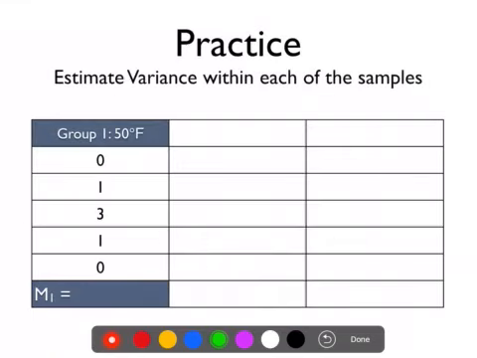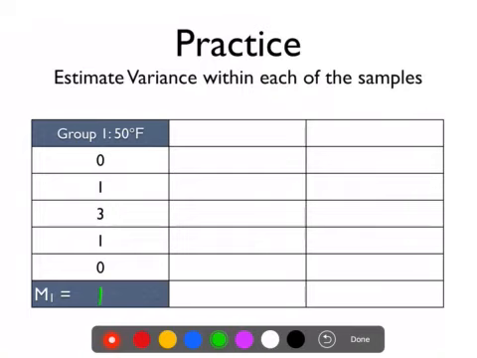Okay, so first let's estimate the variance within each sample. Again, the first thing that we're going to do is calculate our sums of square. Remember, this is why we've been practicing sums of square and talking about it so much, because we use it in every single inferential statistic test we do. So the first thing we're going to do is add all these values together. 0 plus 1 plus 3 plus 1 plus 0 divided by the number 5 is equal to a mean of 1. And then we're going to subtract the mean from each value.